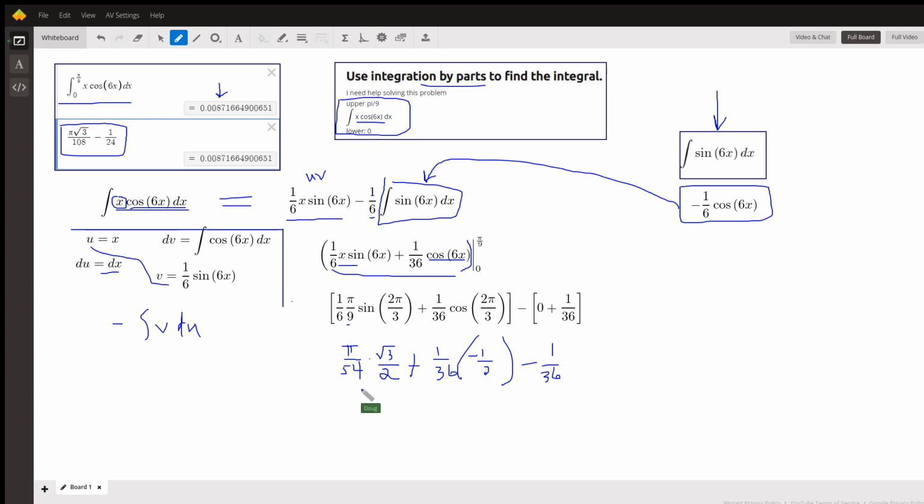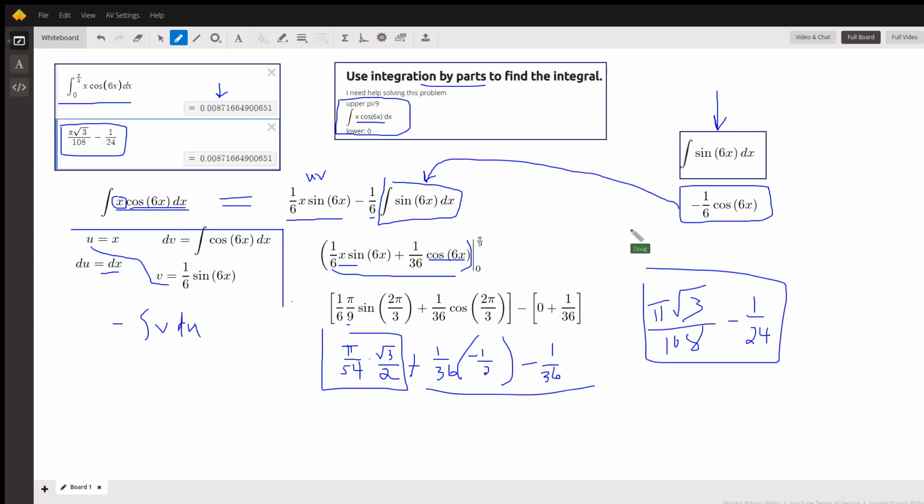And if you multiply these two fractions together, you get pi radical 3 over 108. And if you combine these two fractions, getting a common denominator and then reducing it, you do get minus 1/24. Of course, you could get a common denominator for those two fractions and write it as one fraction, but that's a possible answer right there.